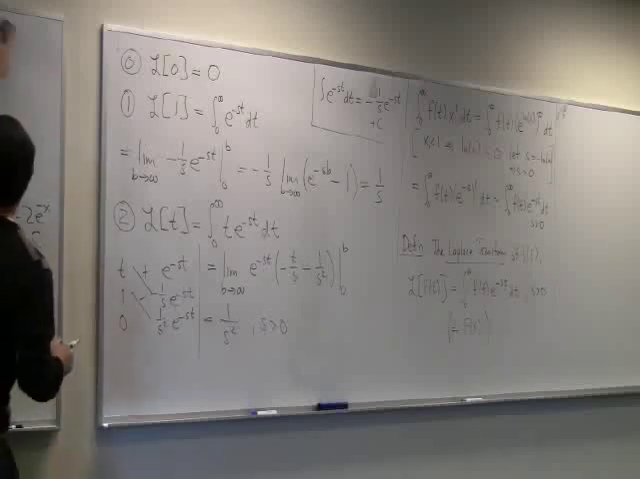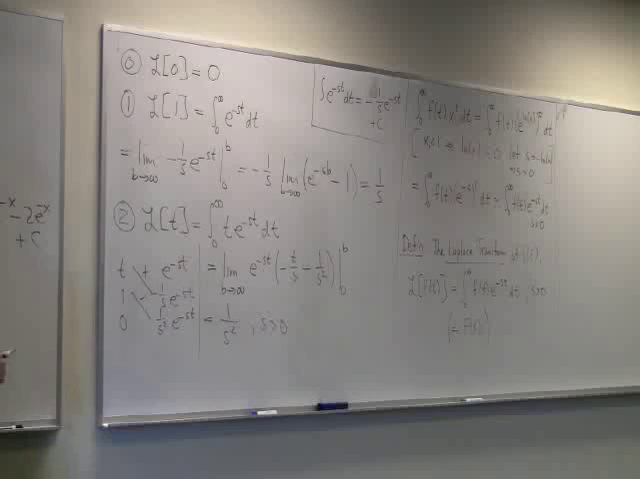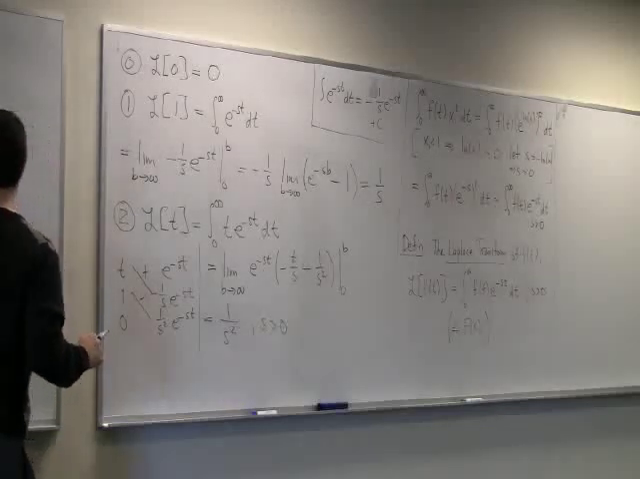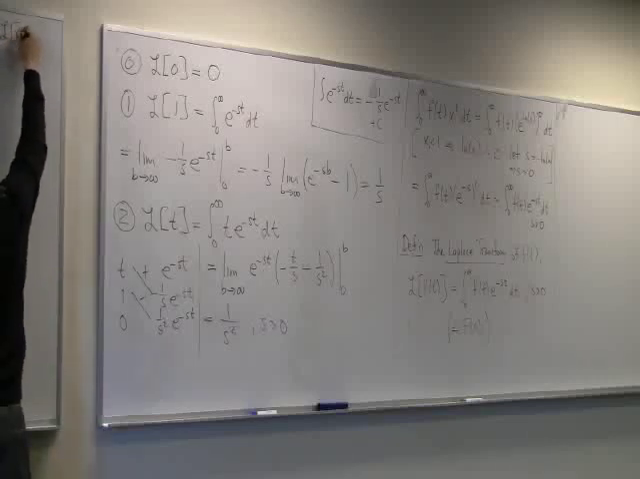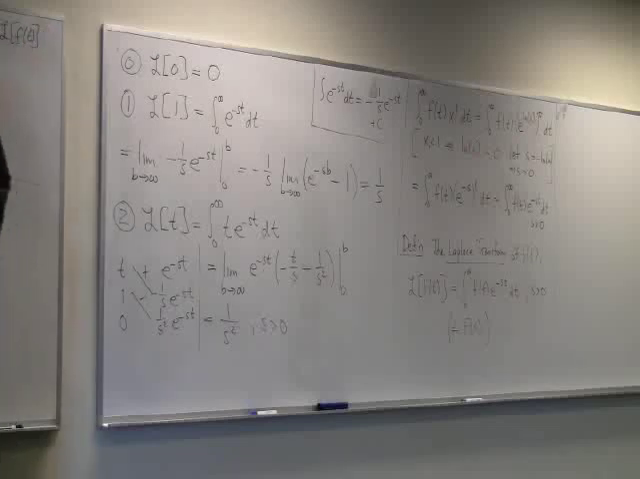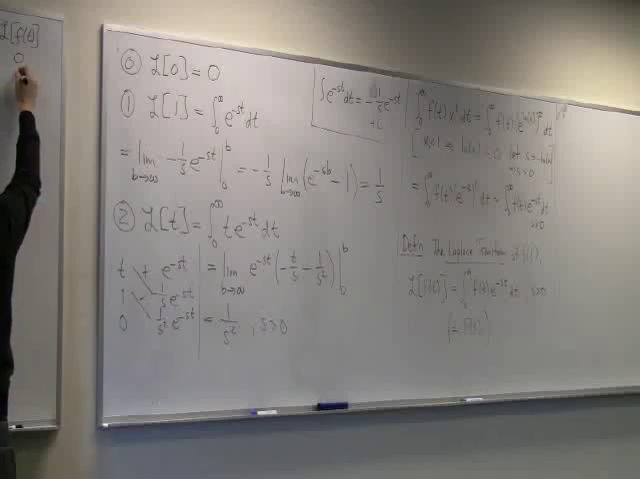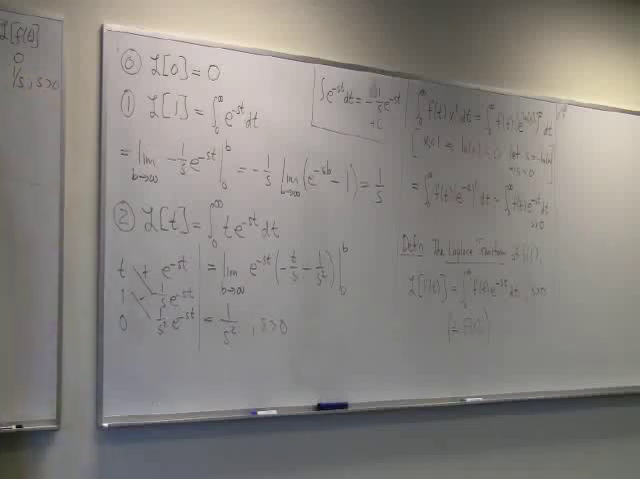Okay, so we might start making a chart here. You have a function and you have a Laplace transform. You know that if it's 0, you get 0. If you have 1, you get 1 over s, where s is greater than 0. And if it's t, you get 1 over s squared, where s is greater than 0.